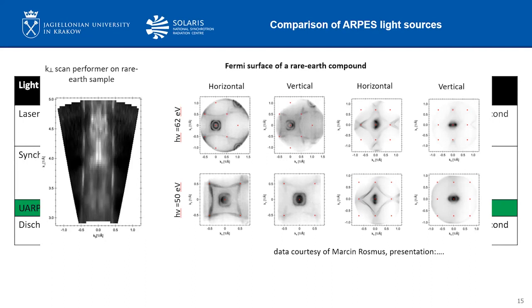And as we can see, when we use the synchrotron radiation source, we have different polarizations, and we can compare our measurements for the different polarizations and reduce the matrix element effects.